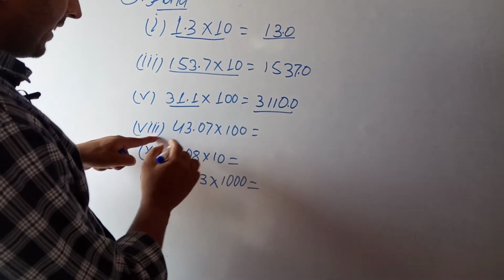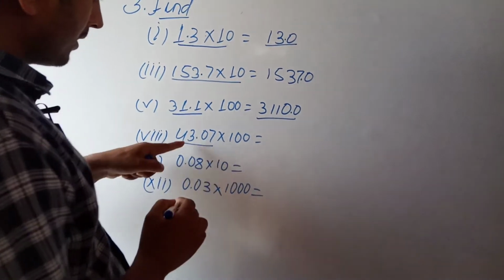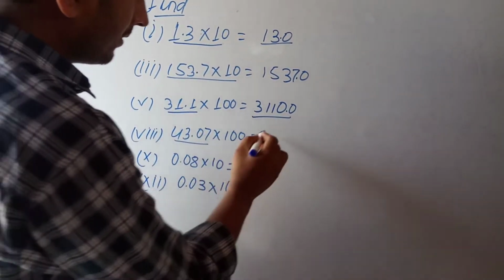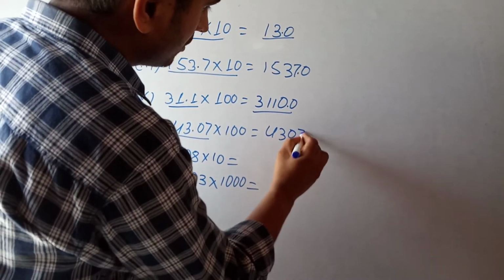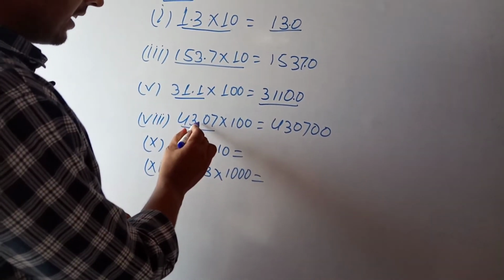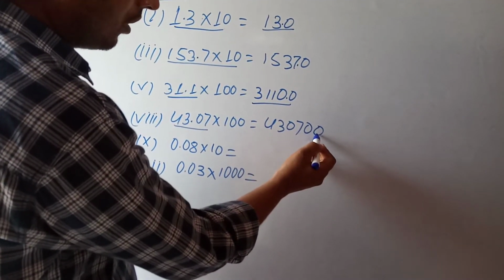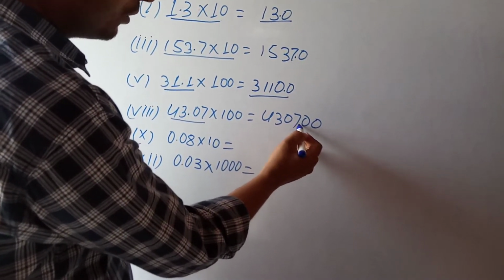Now coming to 8. 43.07 multiplied by 100. First multiply this number, 4307, into 100, 2 zeros. Here we see that after decimal there are two digits, 1, 2. So after two digits, 1, 2, put the decimal here.